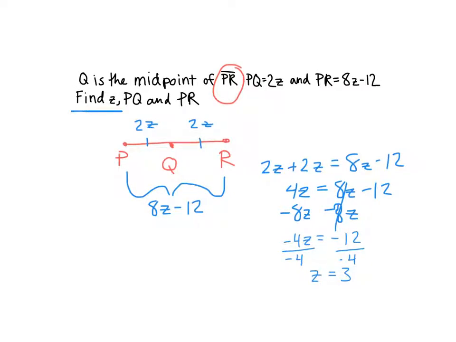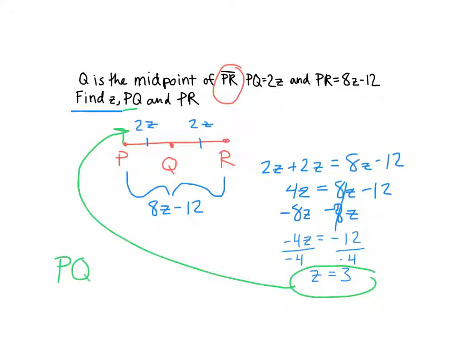What else do we need to find? PQ and PR. So how do we find PQ? You do 2 times 3. So we would plug in the Z into PQ. So PQ is equal to 2 times 3, which would be 6.